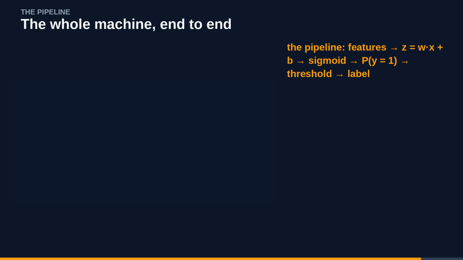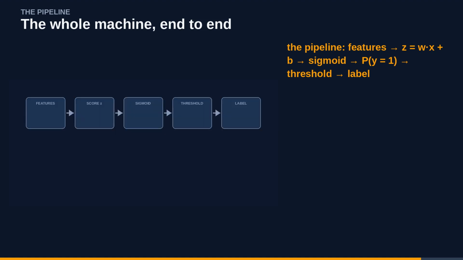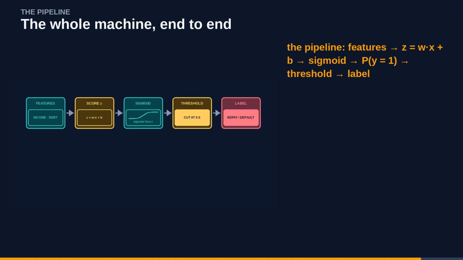Zoom out and see the whole machine end to end, because it is smaller than it looks. Features in: income and debt. The weighted sum turns them into one score. The sigmoid squashes Z into a probability between 0 and 1. The threshold turns the probability into a label: repay or default.